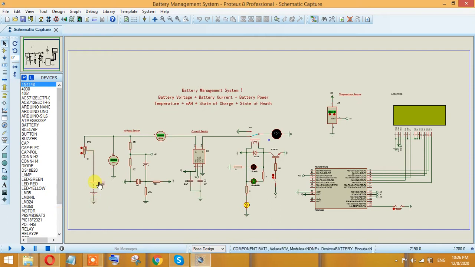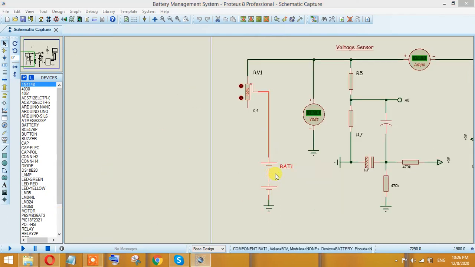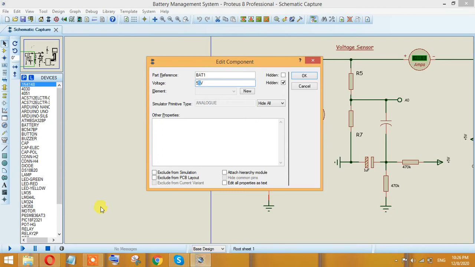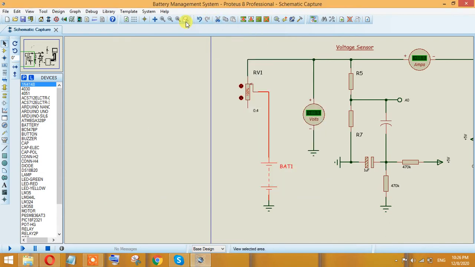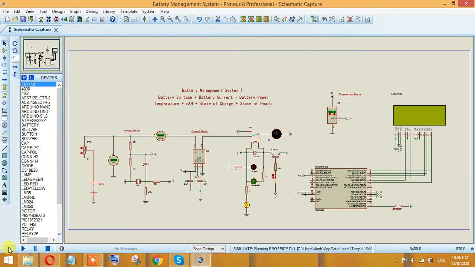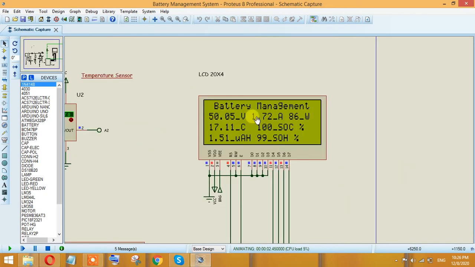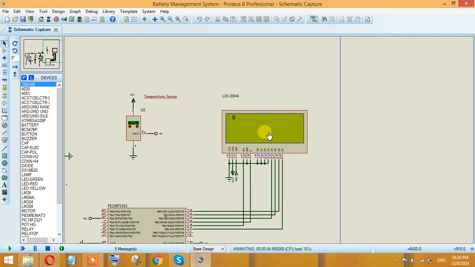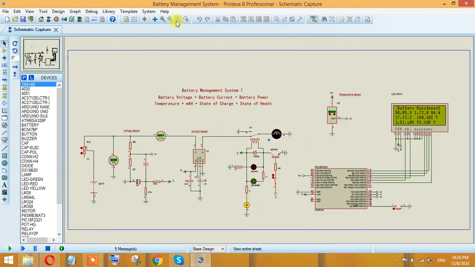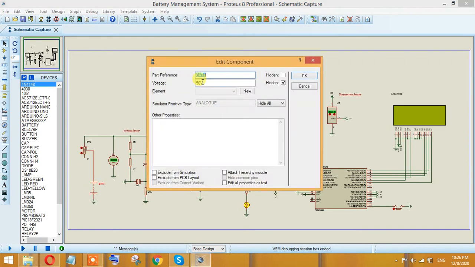So as I run the simulation, you can see that my battery voltage is 50 volts. So let's say I run it on 50 volts, and you can see that it is saying 50 volts, 1.72 amps, 86 watts. This is the temperature, and this is state of charge, state of health, and each and everything over here. So now let's say I raise the voltage by making it 55.